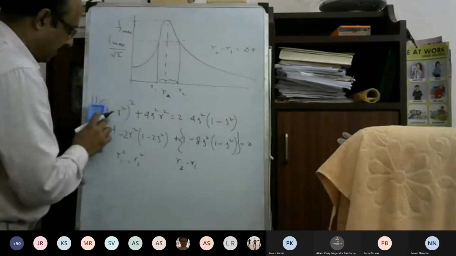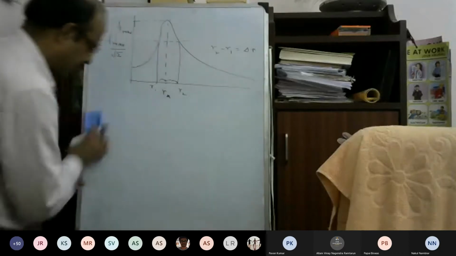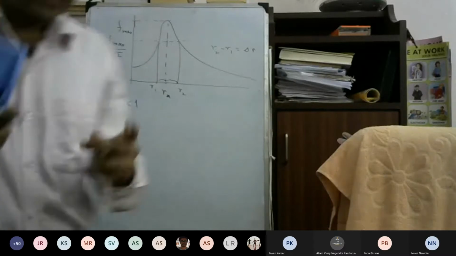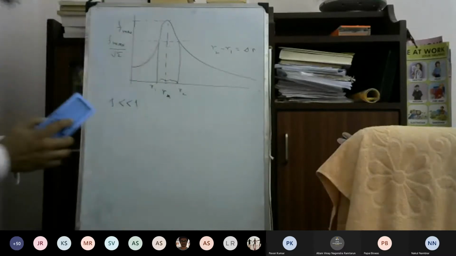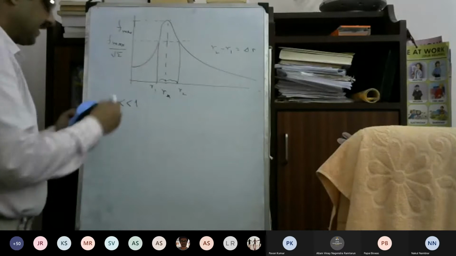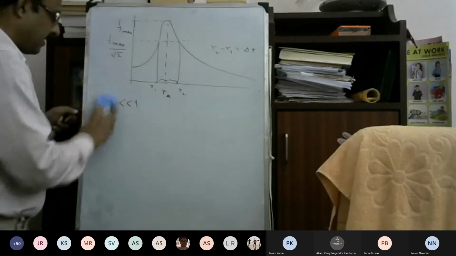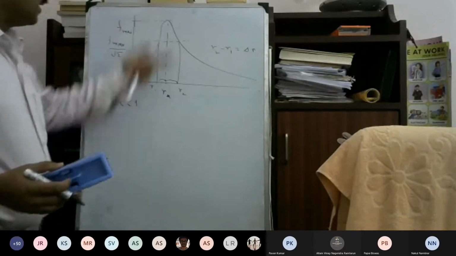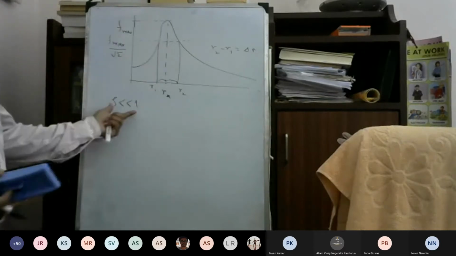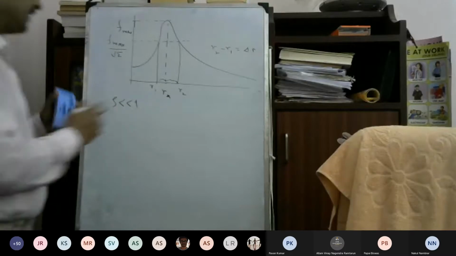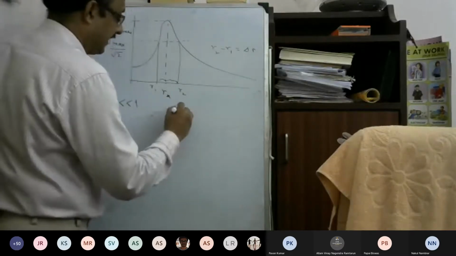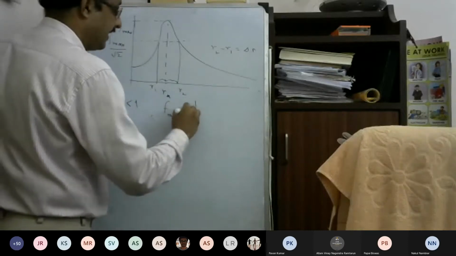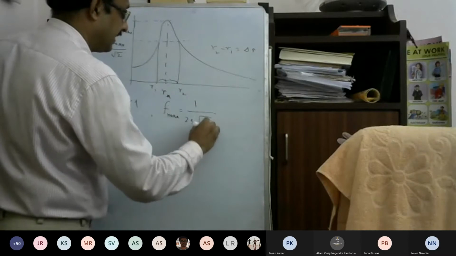But I will take a small shortcut here. I will assume that zeta is very, very small compared to 1, because that is most important. When zeta is not that small compared to 1, then of course you need the exact analysis. But when zeta is very small compared to 1, we have, let us say, F max is 1 by 2 zeta 1 minus zeta square.